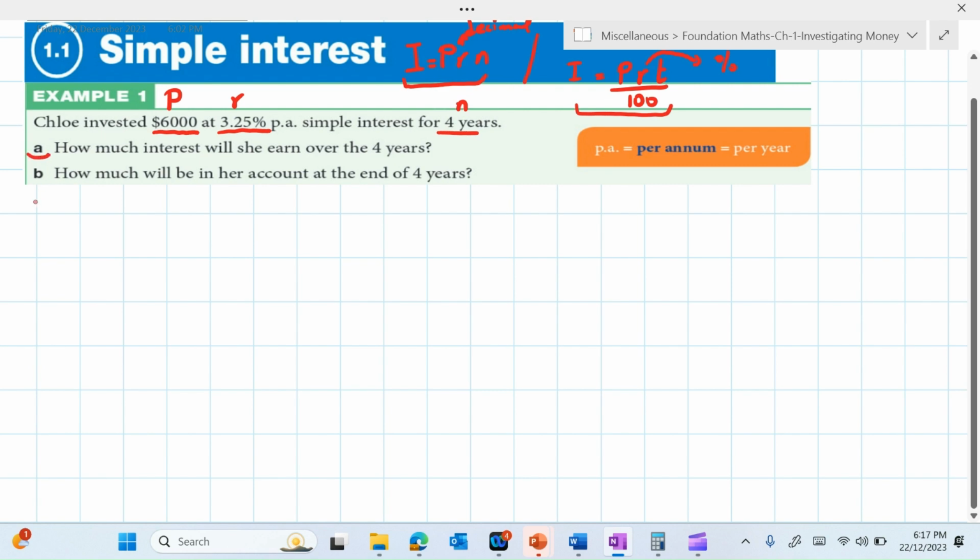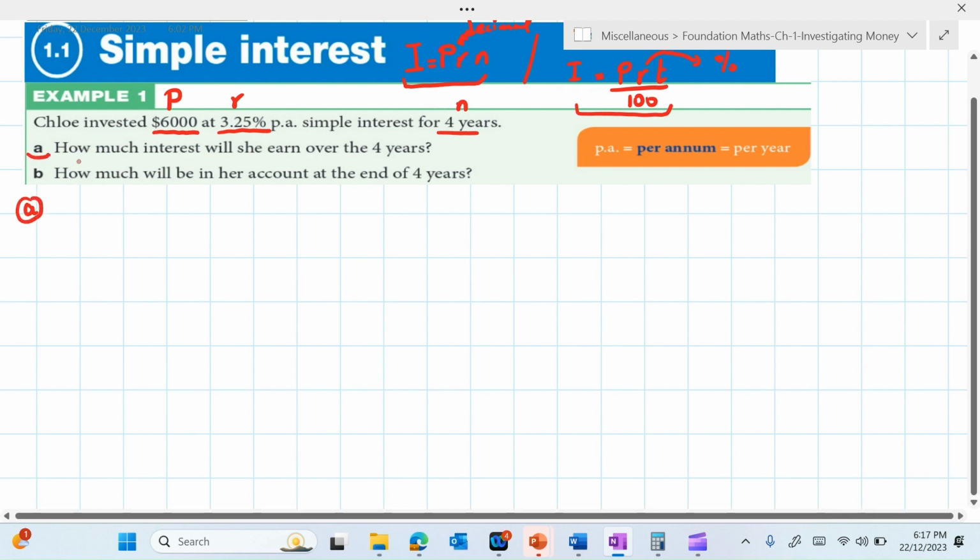Part A. How much interest, which is I, we have to find the value of I, will she earn over the 4 years? We are going first to use the first rule, I equals P R N: the principal value, which is $6,000, times R, the interest rate, which is going to be in decimal number, times N, the number of years.